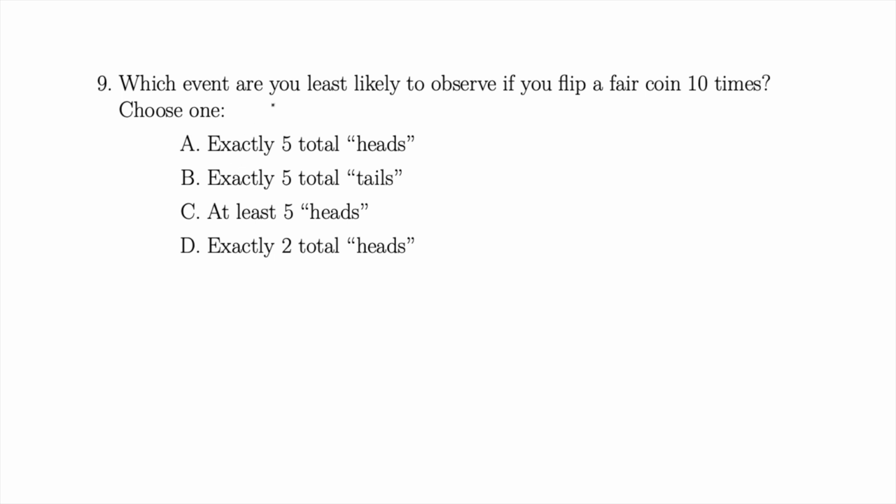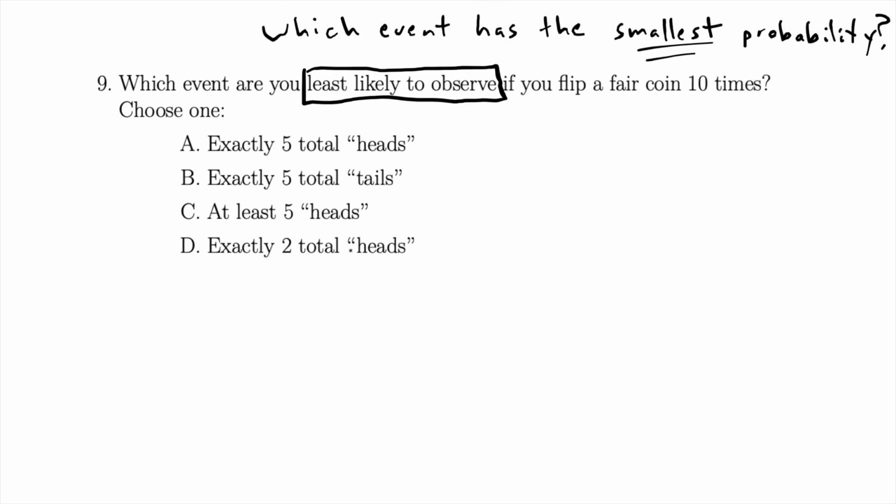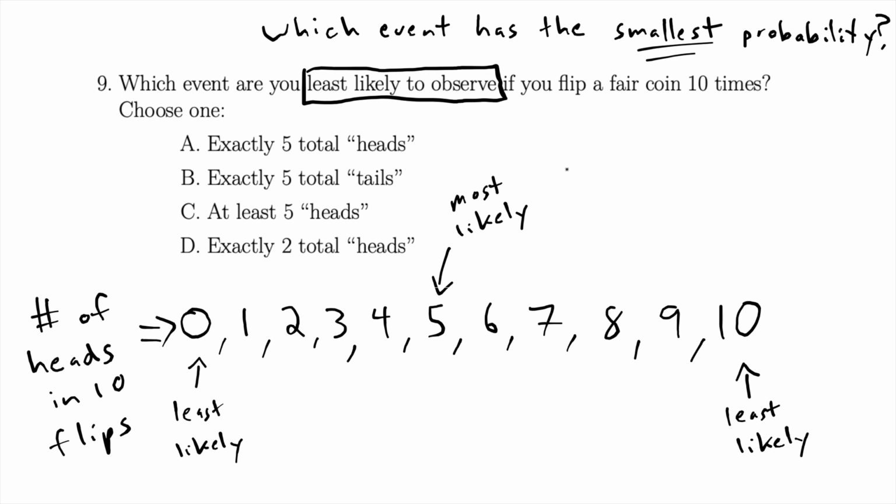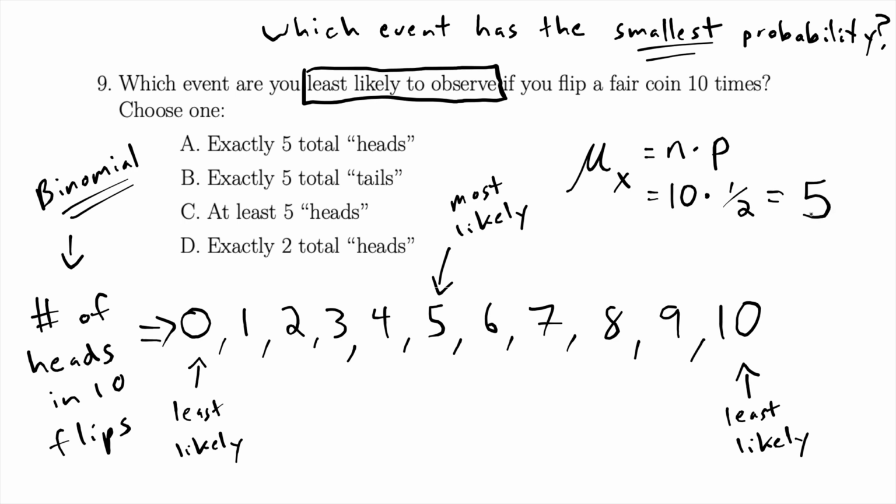So in number 9, we are wondering what you are least likely to observe if you flip a coin 10 times. And you could actually find the probability of each one of these events and compare those numbers, but you don't actually have to do that. Those extreme outcomes, the 10 heads in a row or the 10 tails in a row, are the least likely outcomes. And the most likely outcome, if the coin is fair, is 5. That's actually the expected number of heads if the coin is fair. So our expected number of heads is 5 if we have a fair coin and we flip it 10 times.